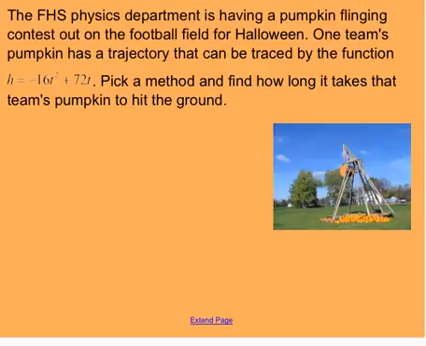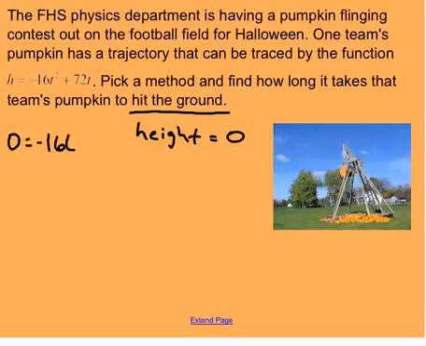So the FHS Physics Department is having a pumpkin flinging contest out on the football field for Halloween. One team's pumpkin has a trajectory that can be traced by the function negative 16t squared plus 72t. Pick a method and find how long it takes that team's pumpkin to hit the ground. Alright, so everybody loves these problems because they're funny, and because when it hits the ground, the height is always equal to 0. So in a sense, we're just writing 0 equals negative 16t squared plus 72t. Great news for us. These ones are actually pretty easy.